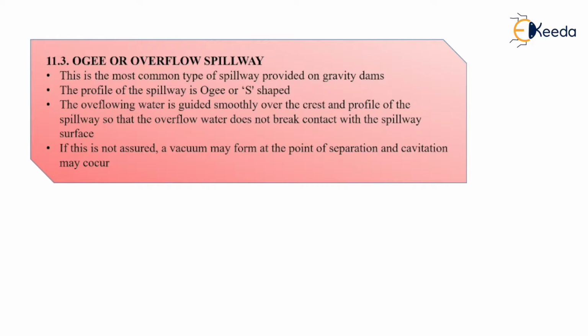Basically, in this type of spillway, the overflowing water glides smoothly over the crest and profile of the spillway so that the overflow water does not break contact with the spillway structure. That's the reason why we are adopting the Ogee section, Ogee profile in our gravity dam.